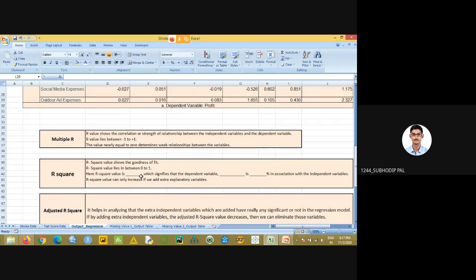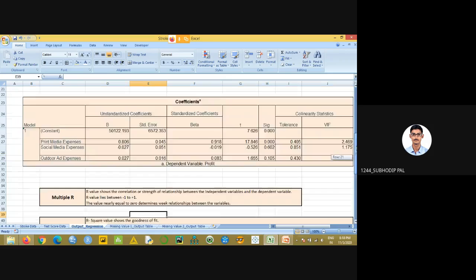Now come back to that. So first is multiple R. What is the meaning or the interpretation of that multiple R, or the R value? The R value shows the correlation or the strength of relationship between the independent variable and the dependent variable. R value lies between -1 to 1. A value nearly equal to 0 determines a weak relationship between the variables.